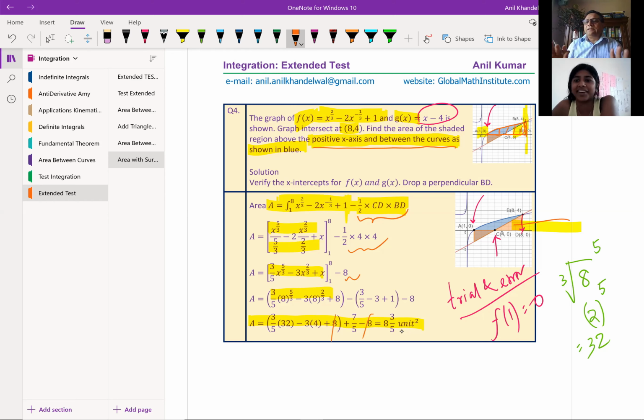It gives you an idea of how the graph is going to look, and this is the shaded region you have to find the area of. But they will not give you the x intercepts. They will not give you the point of intersection. You have to figure them out.